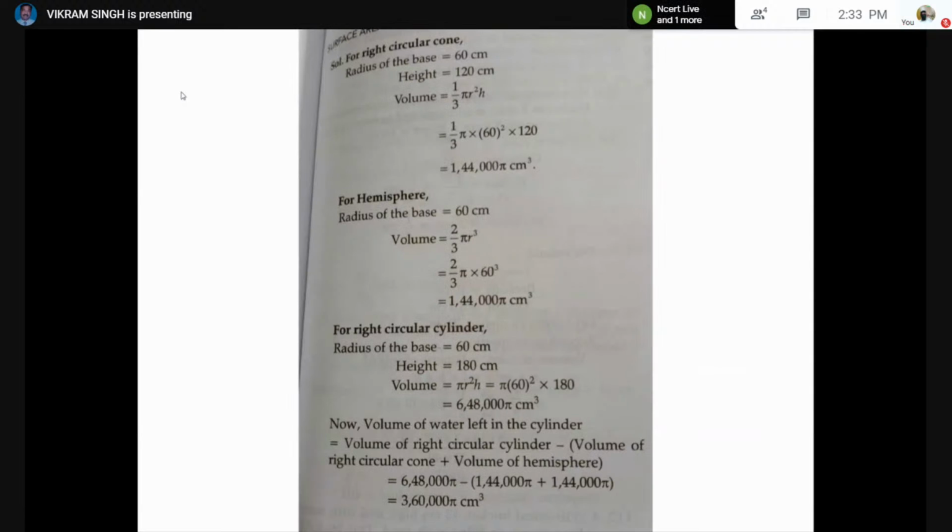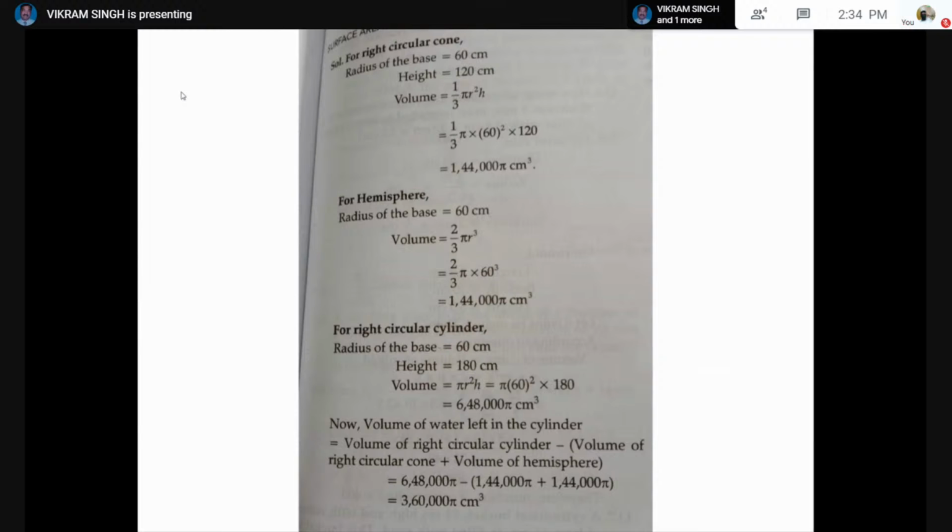Now let us see its solution. As I told, we are going to see the solids one by one. The first one is the cone. The radius of the base is 60 centimeter, height is 120 centimeter. So the volume becomes 1 by 3 pi r square h. On putting the values of r and h, it becomes 1 by 3 pi into 60 whole square multiplied by 120. So it becomes 144,000 pi centimeter cube.